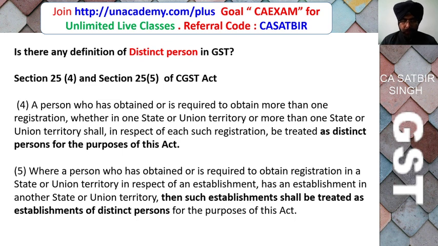Subclause 5 says that where a person who has obtained or is required to obtain registration in a state or union territory in respect of an establishment has an establishment in another state or union territory, then such establishment shall be treated as an establishment of distinct persons for the purpose of this Act. For example, the person has establishments in Punjab and has taken a GST number in Haryana. So these two establishments will be treated as separate establishments.